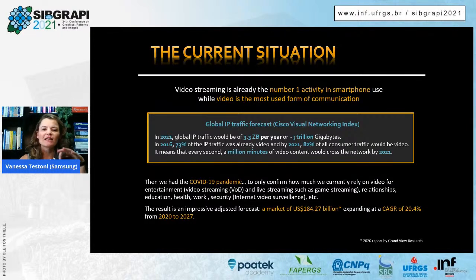I always like to look at numbers, right? So when you look at the Cisco forecast, for instance, the forecast for 2021 was that we would have around 3 trillion gigabytes in our networks per year. The forecast also said that by 2021, we would have 82% of all internet traffic consisting of video. And it means that every second, we would have 1 million minutes of video crossing our networks.